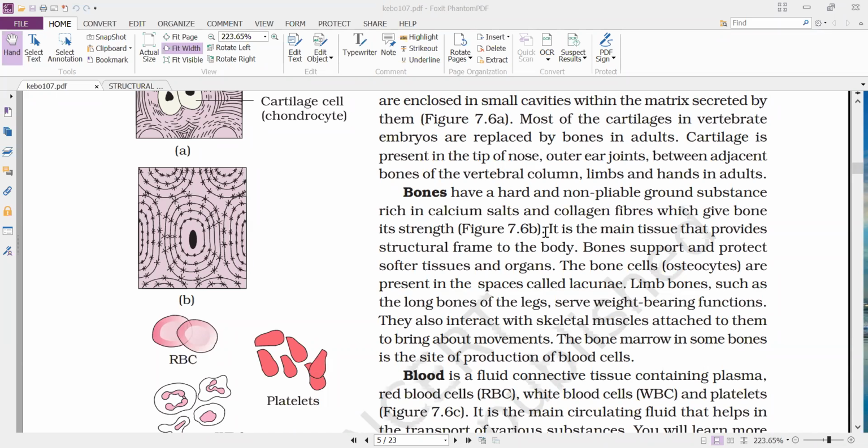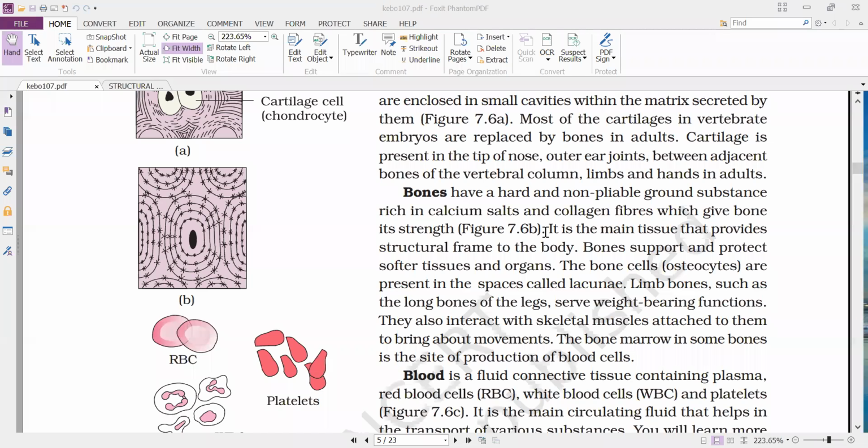They also interact with the skeletal muscles attached to them to bring about movements. Already we discussed that the tendon is a dense regular connective tissue which joins the skeletal muscle with the bone. So the bones are the site for the attachment of skeletal muscles, which helps in bringing about the movement of those body parts.